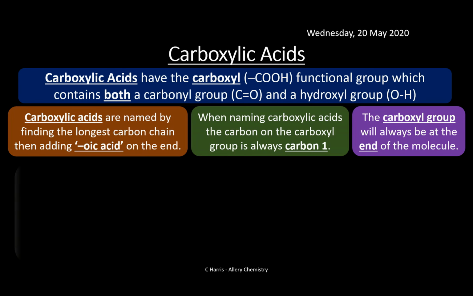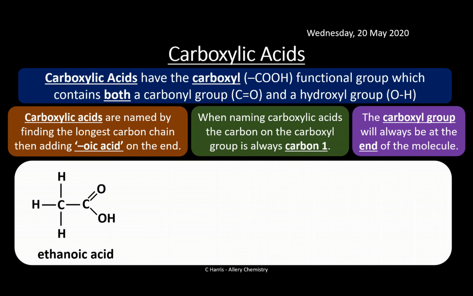So let's have a look at an example here. So we've got ethanoic acid as the first one. See, it's got 2 carbons there, and your carboxyl group is obviously at the end. There it is. There's your carboxyl group. Okay, and obviously this is ethanoic because you've got 2 carbons, so it's eth for 2.